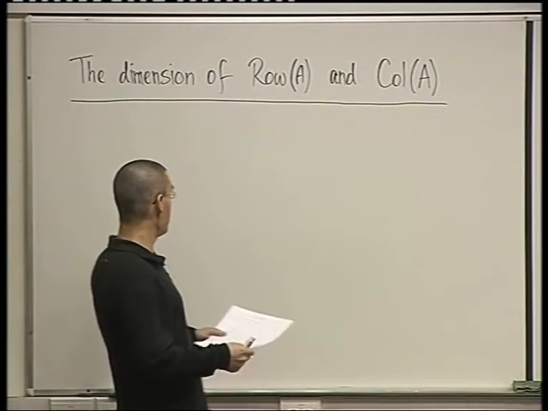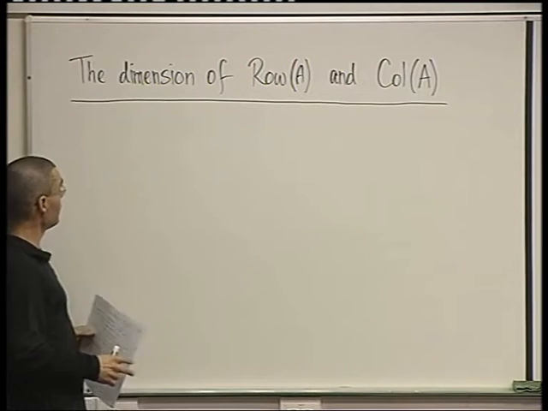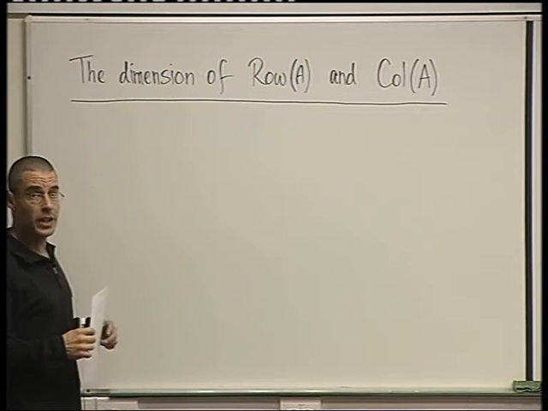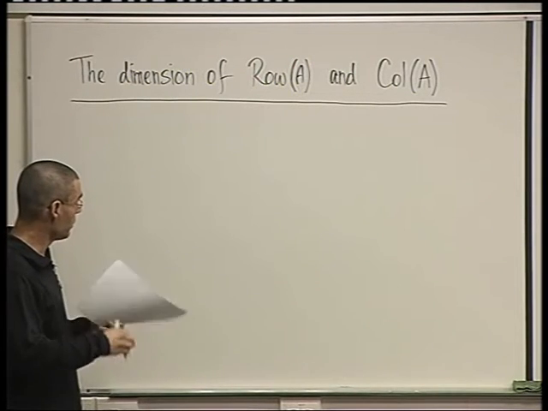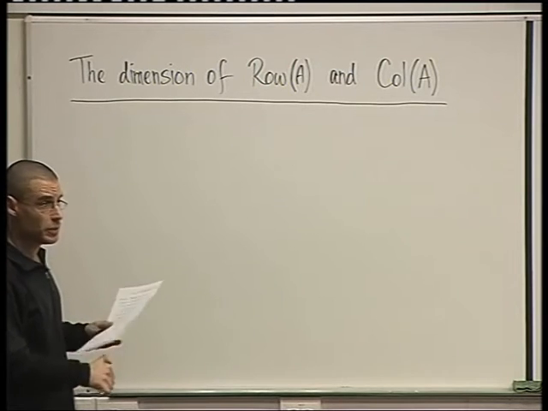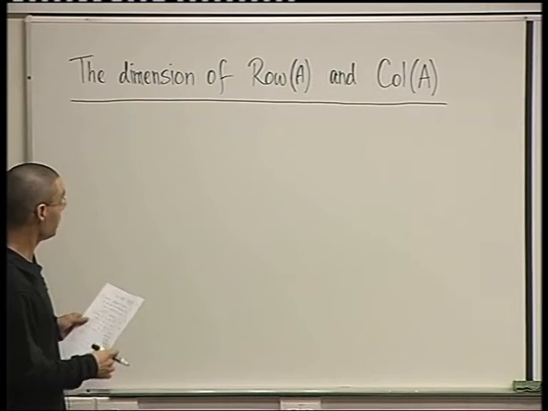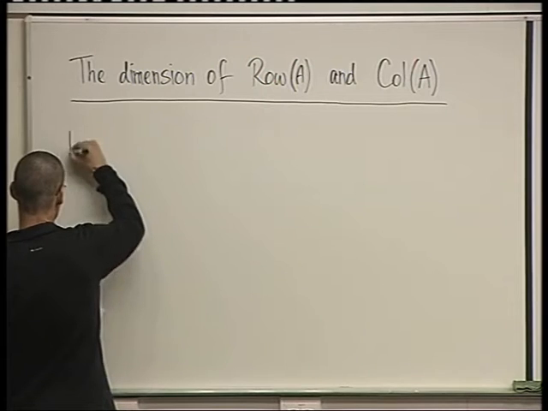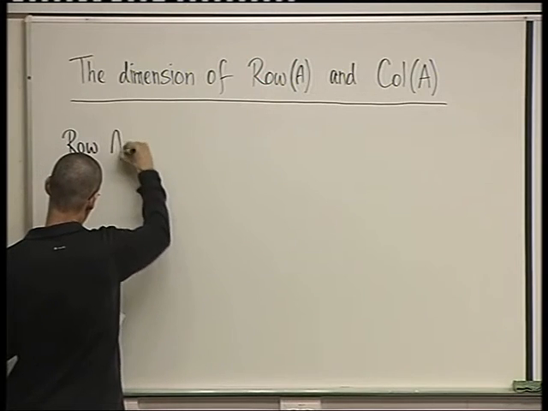So the topic of this lesson is the dimension of row A and column A. I want to remind you of the definition and a few theorems that we've already seen. So first of all, what is row A? Let's start with row A.